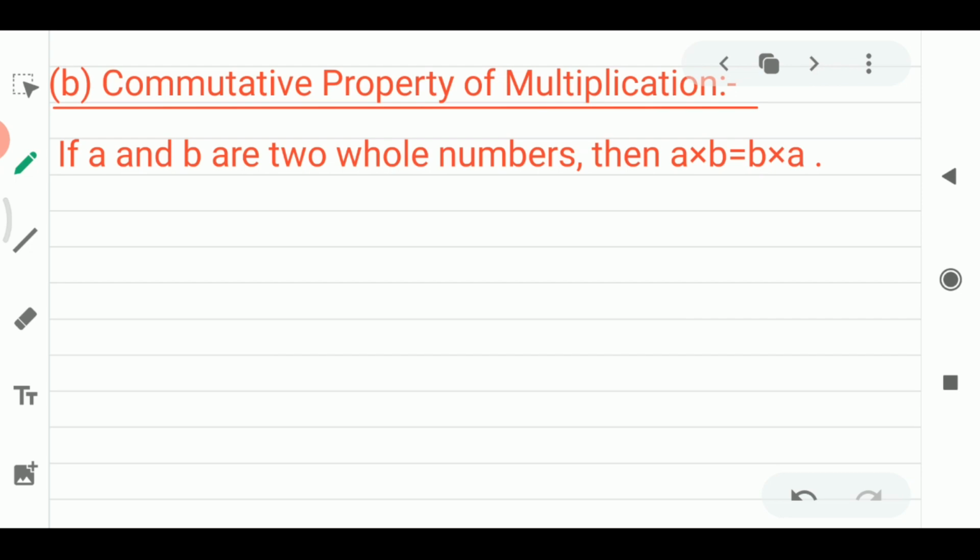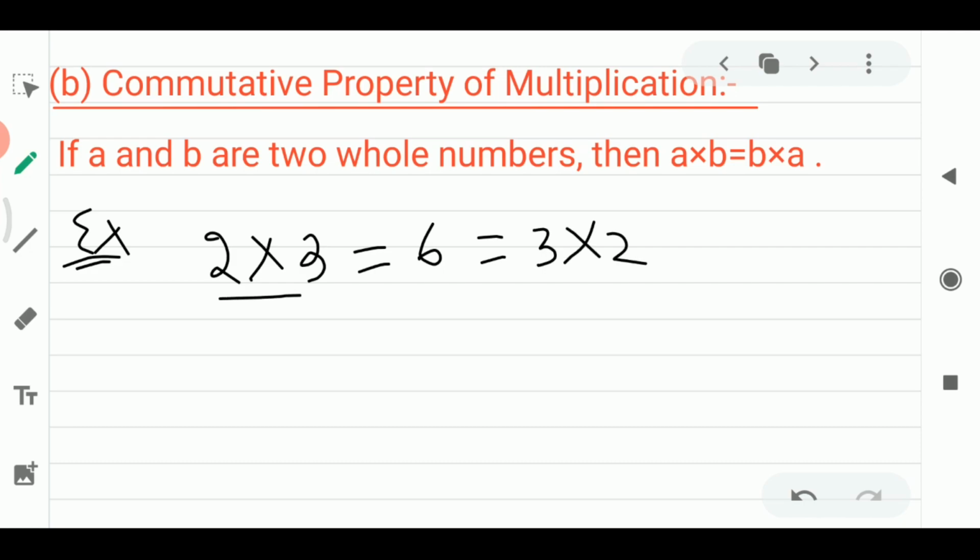Then commutative property of multiplication. If a and b are two whole numbers, then a into b is equal to b into a. Let's take some example. Suppose 2 into 3. 2 into 3 is equal to 6 is equal to 3 into 2. It means a into b is equal to b into a. If you change the order, the value will remain same. The value will not change.